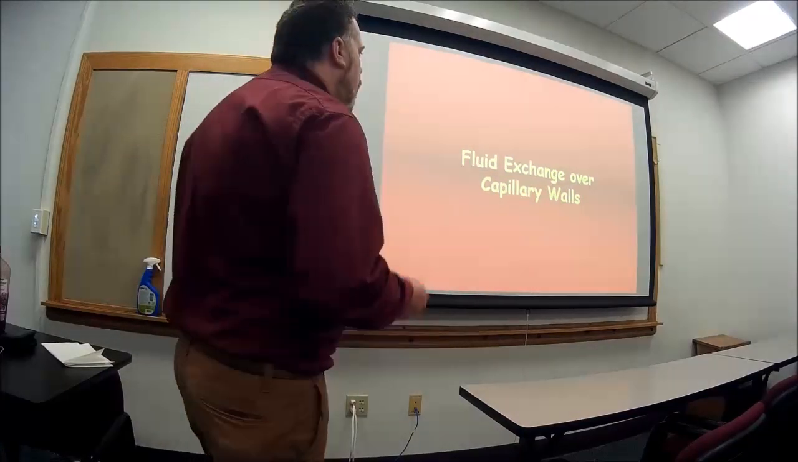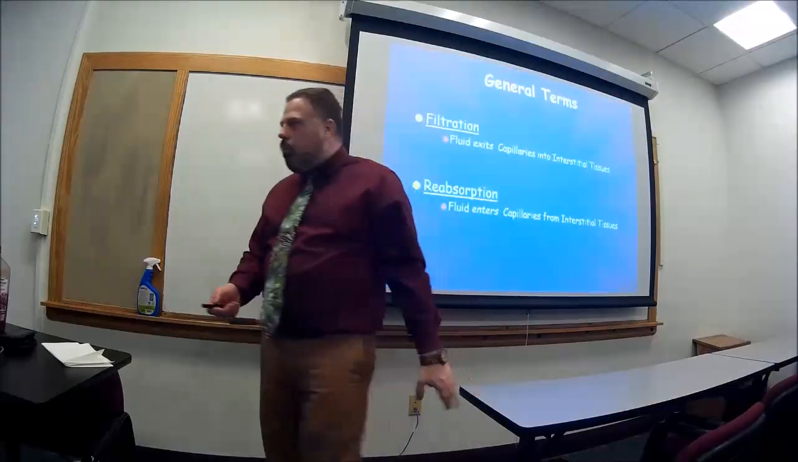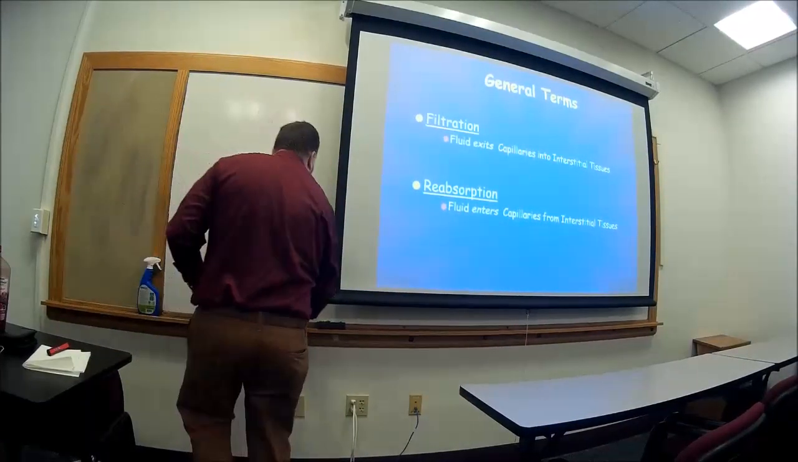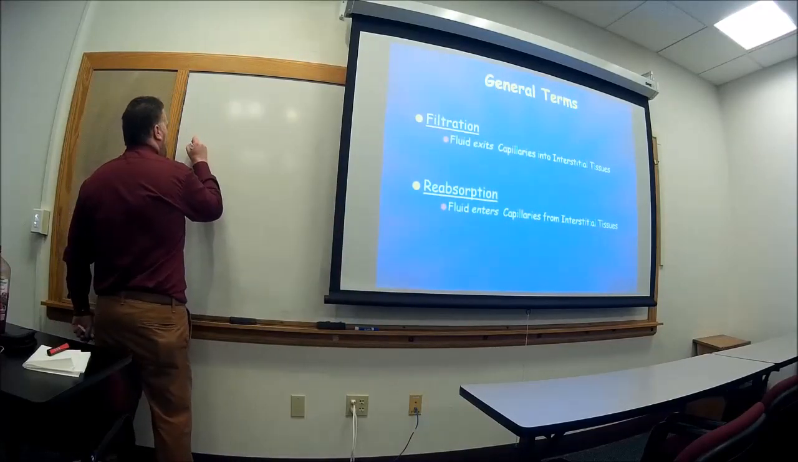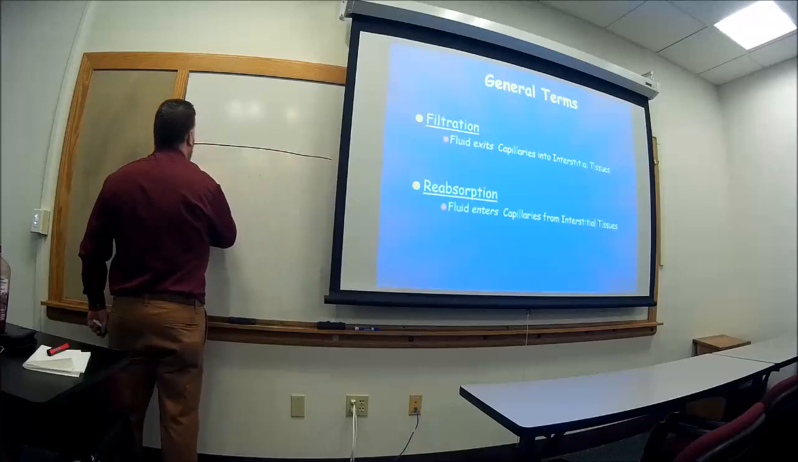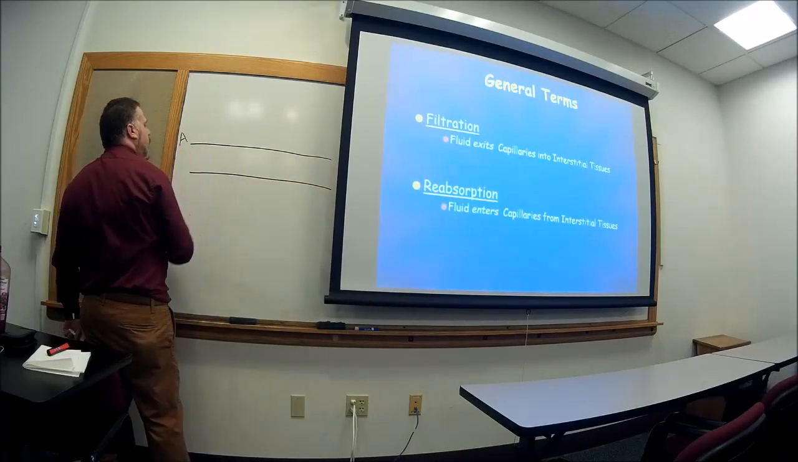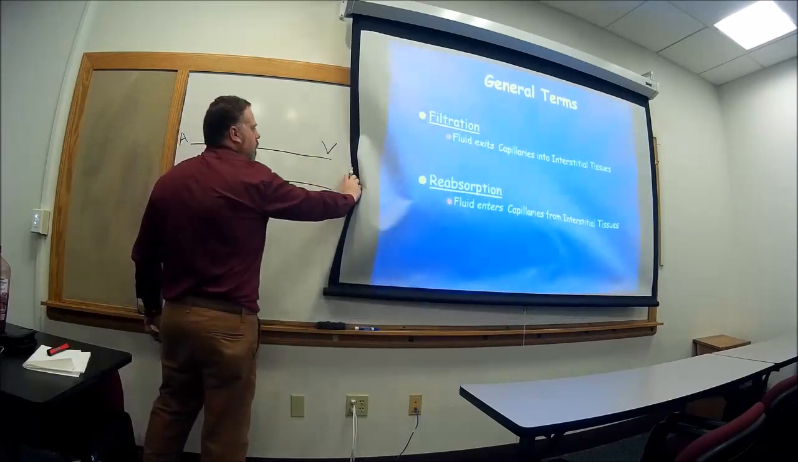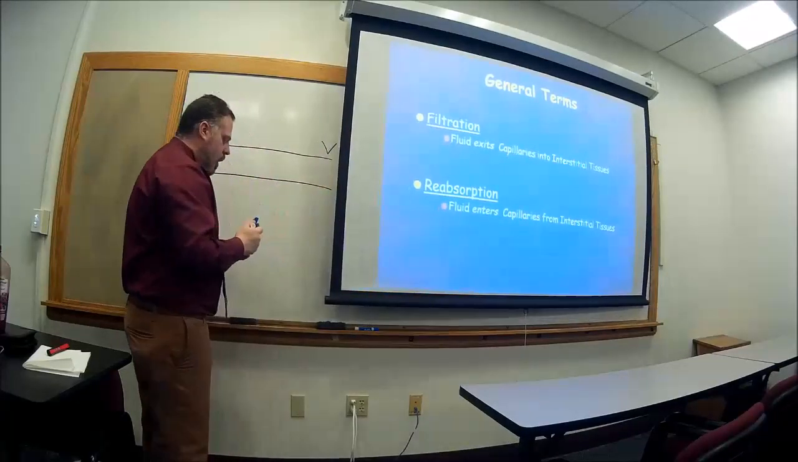So let's talk about fluid exchange over capillary walls. What we have here is a capillary. This is the arterial end of the capillary, and here's the venous end of the capillary. Can you see here? I put a V there for venous end.